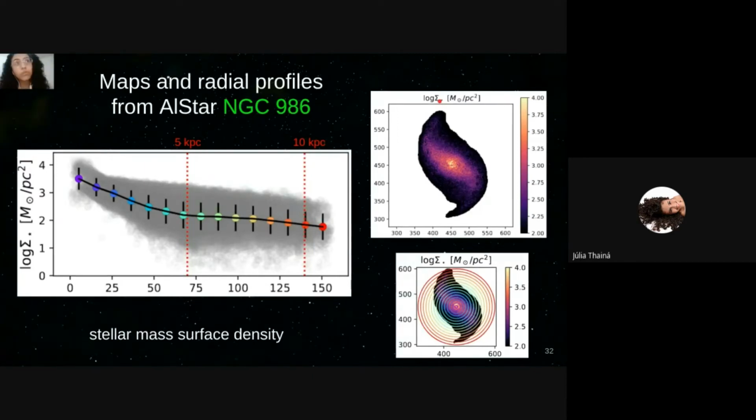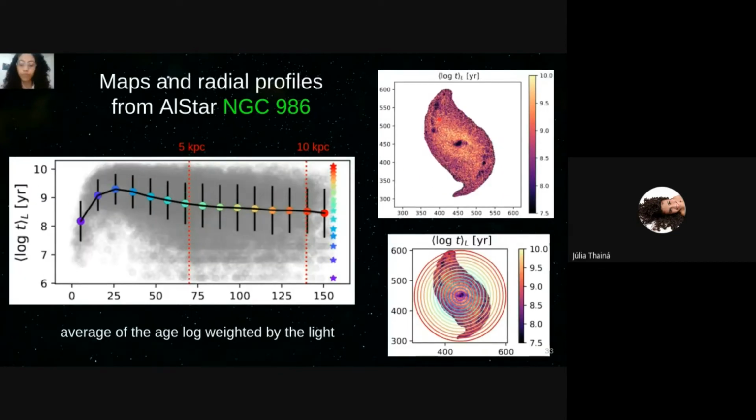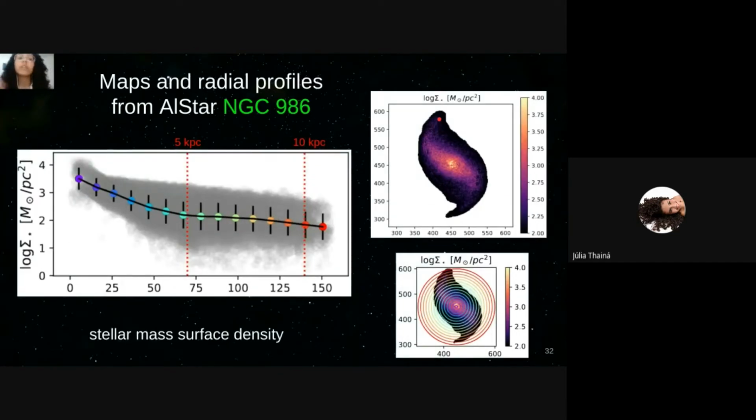Now I will show some maps and radial profiles for the galaxy NGC 986. Here we have a map of the stellar mass surface density, and here the radial profile, where the x-axis is the distance from the center, and these red dashed lines are 5 and 10 kiloparsecs respectively. Here we can see that the stellar mass decreases towards the edge, as expected.